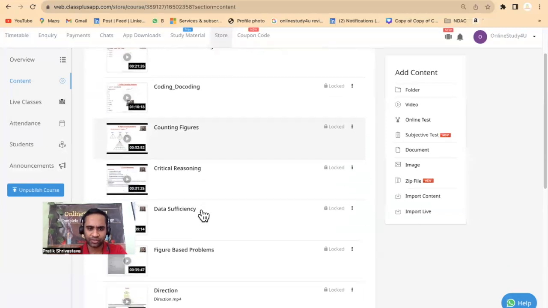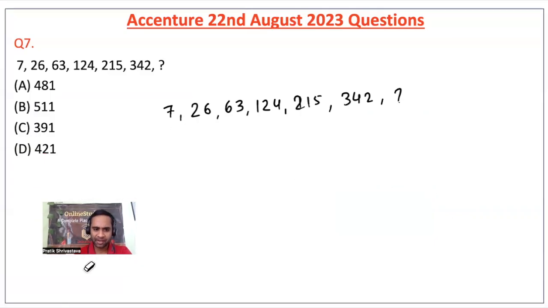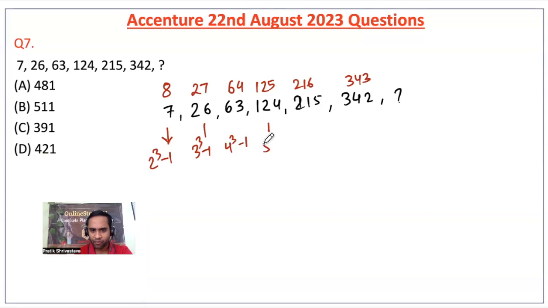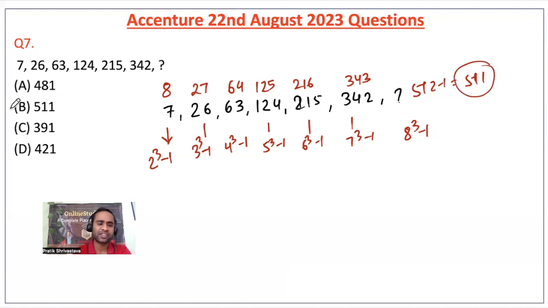I will tell you what is this logic here. Once I see the question, in my mind it will become cubes: 8, 27, 64, 125, 216, 343. That means this is nothing but 2 cube minus 1, 3 cube minus 1, 4 cube minus 1, 5 cube minus 1, 6 cube minus 1, 7 cube minus 1. So here 8 cube minus 1, 512 minus 1, so 511. So friends, for this now, basically practice is required.